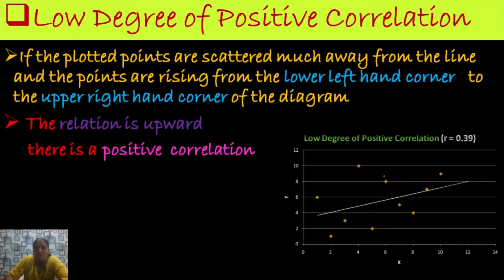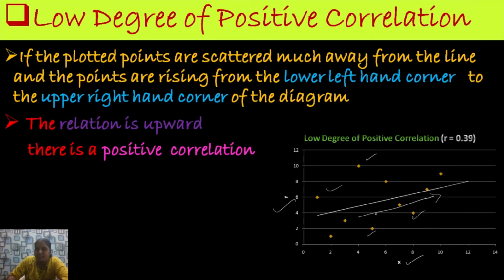Next, low degree of positive correlation. Low degree of positive correlation in the sense that if the plotted points are scattered much away from the line and there is an upward movement of the line from the lower left corner to the upper right corner of the diagram, if so, we have to say there exists a low positive correlation between the two variables x and y.